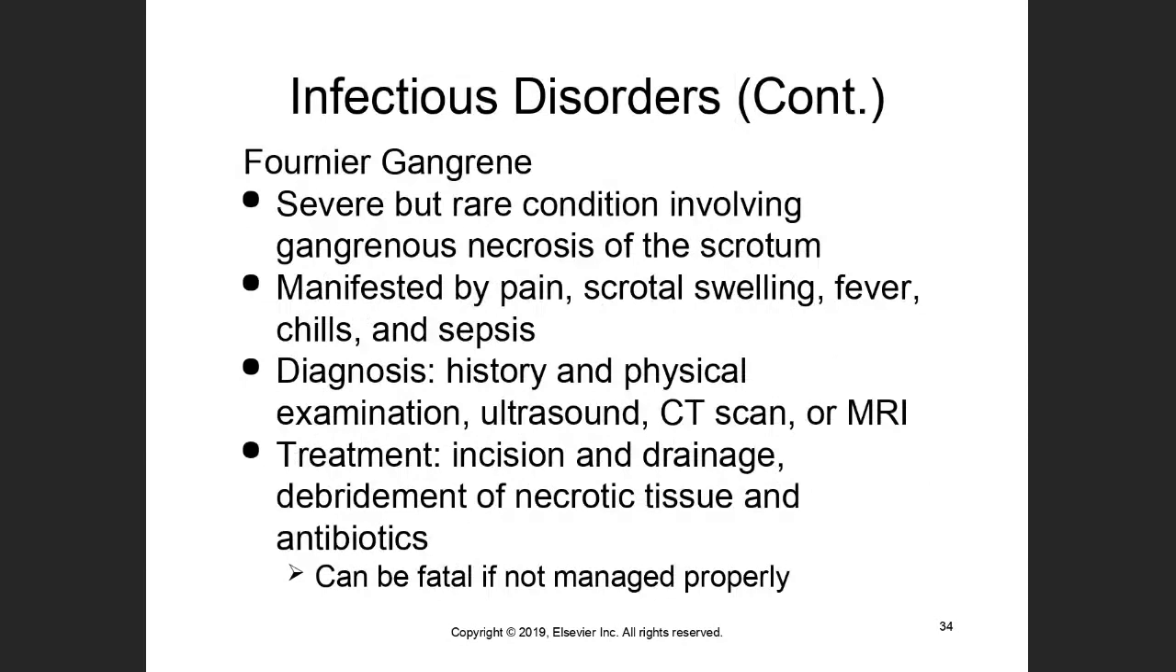Fournier gangrene is a complication. It's a severe but rare condition involving gangrenous necrosis of the scrotum. It manifests with pain, scrotal swelling, fever, chills, and sepsis. Diagnosis is with history and physical examination; you have to do ultrasound and CT scan or MRI. Treatment: incision and drainage, and debridement. You have to remove all the necrotic tissue and put the patient on antibiotics.